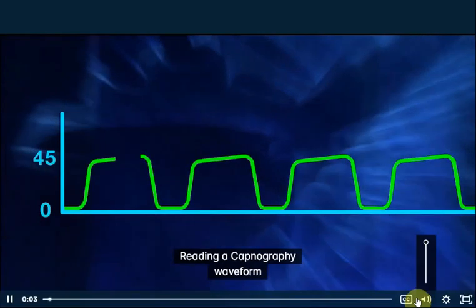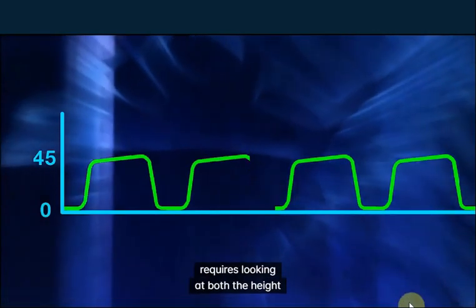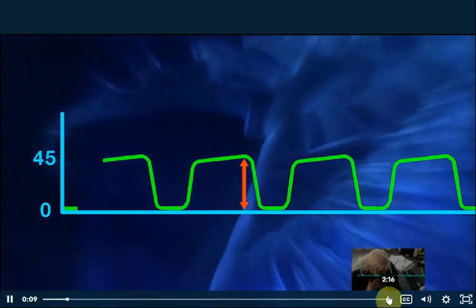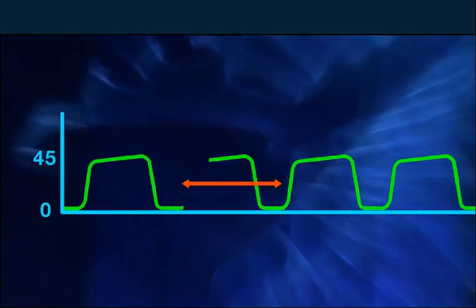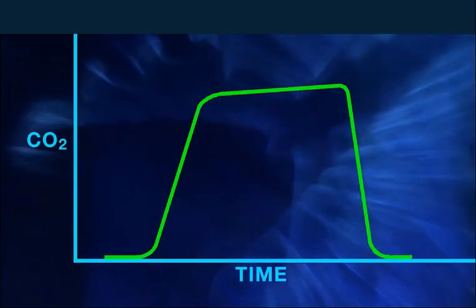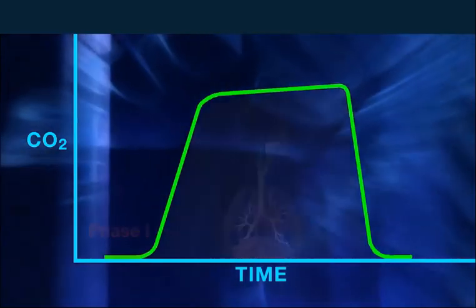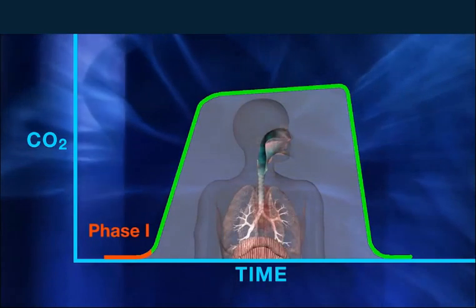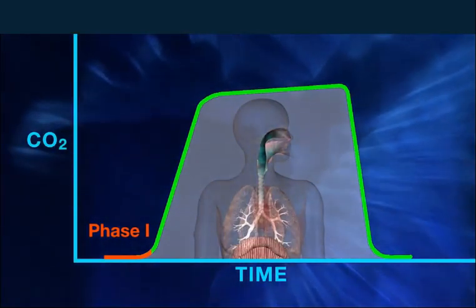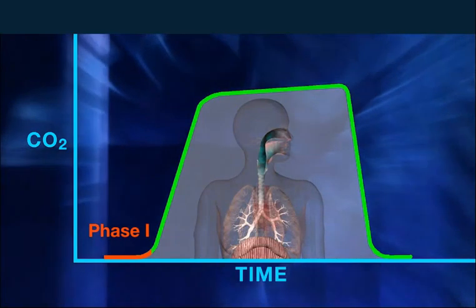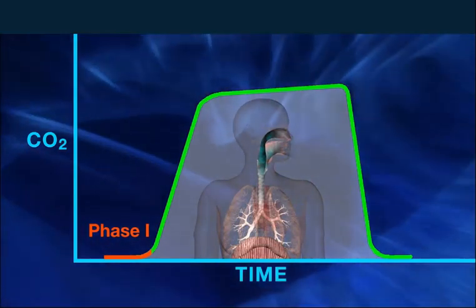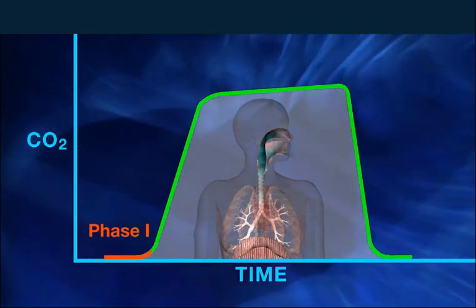Reading a capnography waveform requires looking at both the height and length of the waveform. The height of the waveform shows the amount of carbon dioxide. The length of the waveform depicts the time of exhalation. A capnography waveform has 4 phases. Phase 1 occurs during the exhalation of air from the anatomic dead space, which normally contains no CO2. The monitor reads from 3% to 100%. This part of the curve is normally flat, providing a steady baseline.